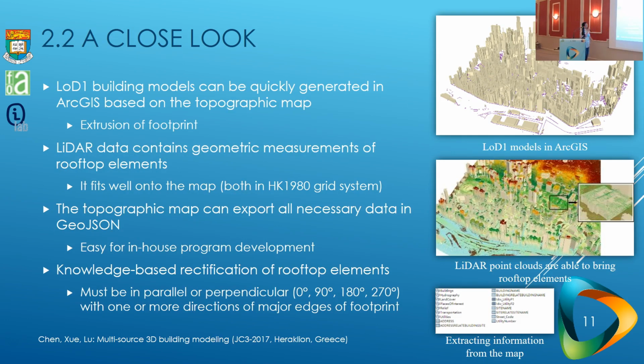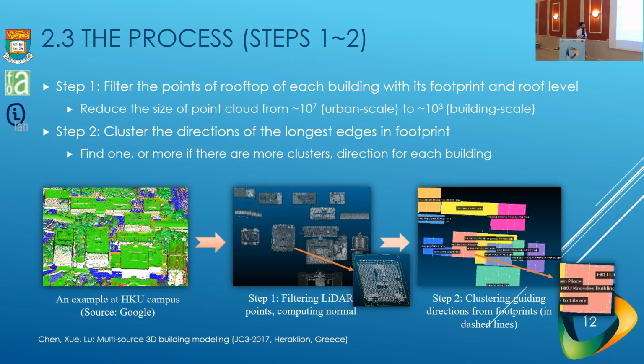So let's have a close look at the data. In fact, the digital map already contains all the information from the LOD1 models, that means the flat-roof block prism model. And the lidar data contains some more details on the rooftop. They are in the same HK grid system. And the digital map can export all necessary data in GeoJSON for our in-house development. And we hard-coded all rules in the program. The process has 5 steps.